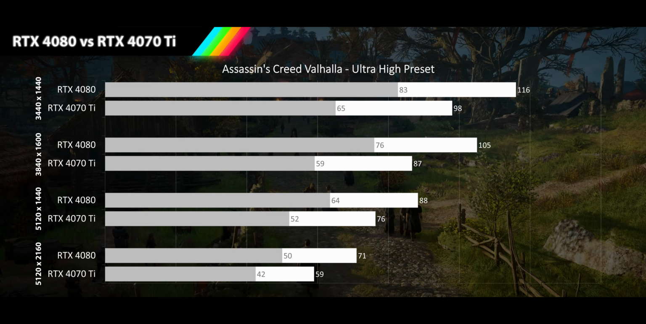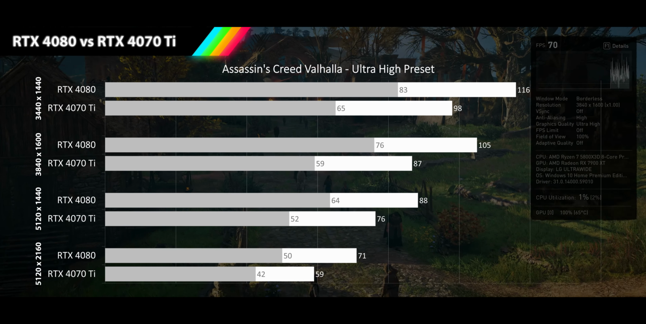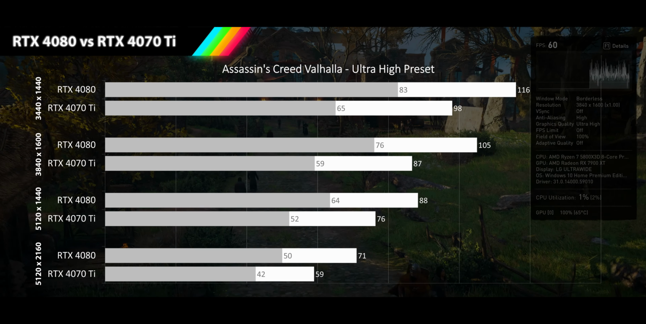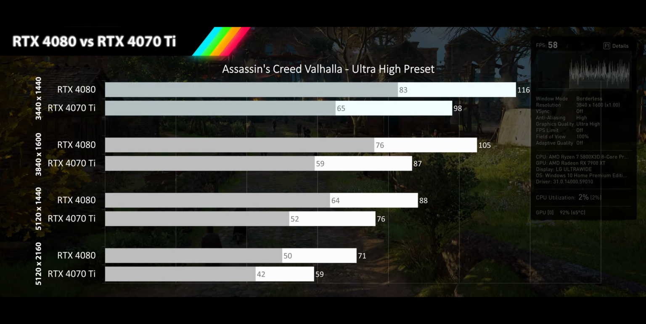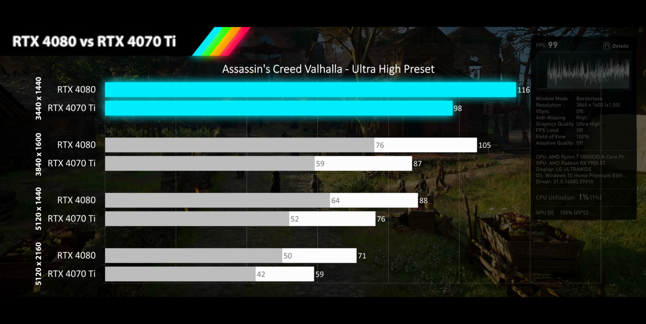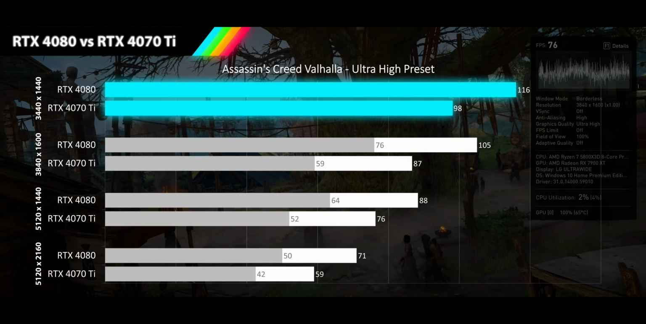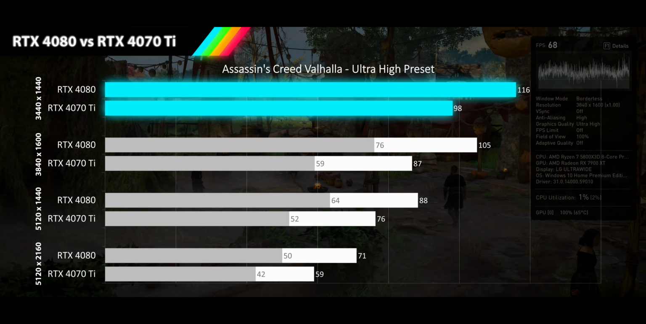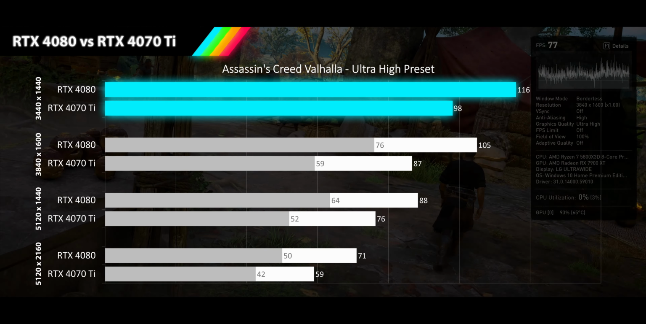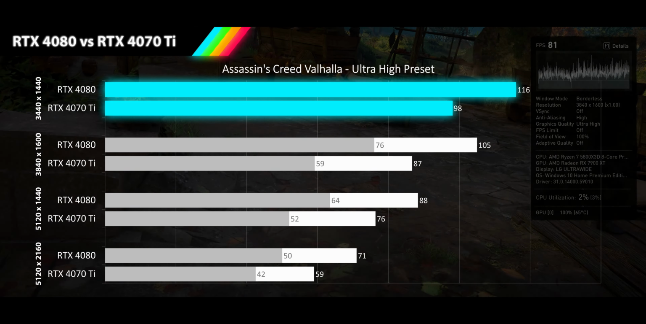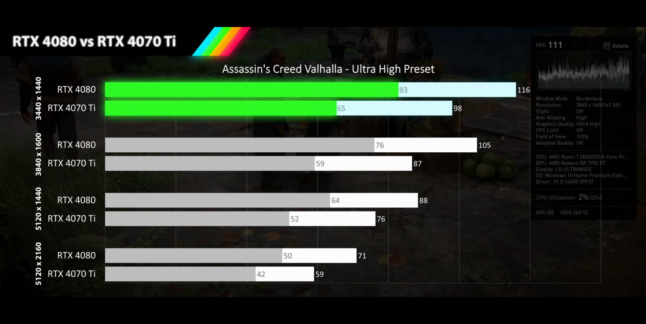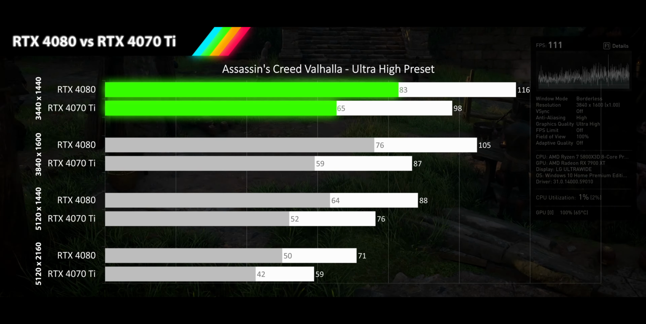Our first game is Assassin's Creed Valhalla, played on its ultra-high preset. Here we see both cards performing very well. At our 1440p ultrawide resolution, we see both cards hitting high refresh rates, with the 4080 coming in 18% faster than the 4070 Ti, with the cards getting 116 FPS and 98 FPS averages. The 4080 is 27% faster in the 1% lows.